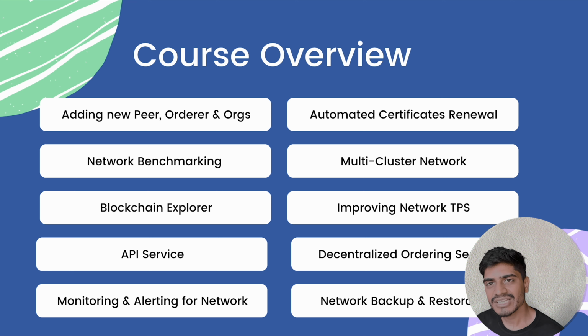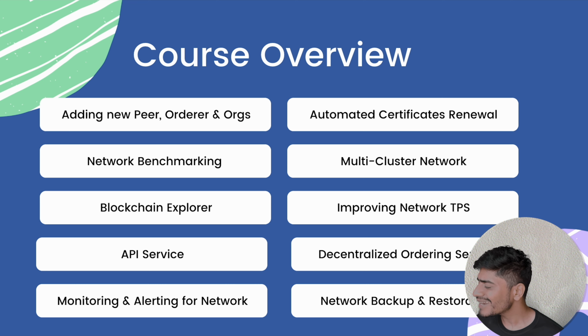Then the next section is improving the network TPS. So we had a section called network benchmarking, where we got the network throughput and the transactions per second. And in this particular section, we'll try to improve that number. We'll be making some adjustments to the network and to the channel, and see how much we can improve our TPS.